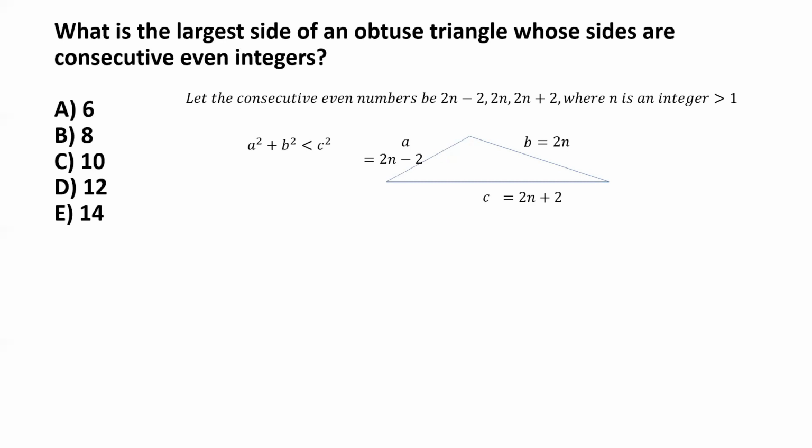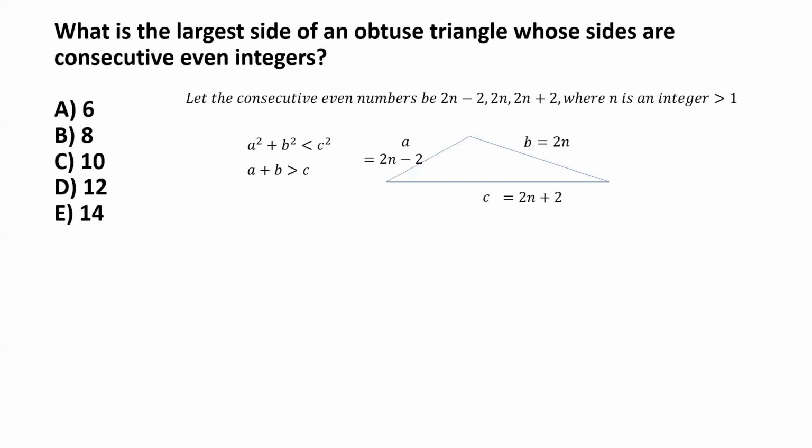And in addition to this, we'll utilize another inequality, which is not just for obtuse triangles, but for any triangle in general. And that inequality states that for A, B, and C to be the sides of a triangle, the sum of the two shorter sides must exceed the longest side. So in this case, A plus B must be greater than C. So with these two inequalities, we can start to solve the problem. So let's first start with the square.